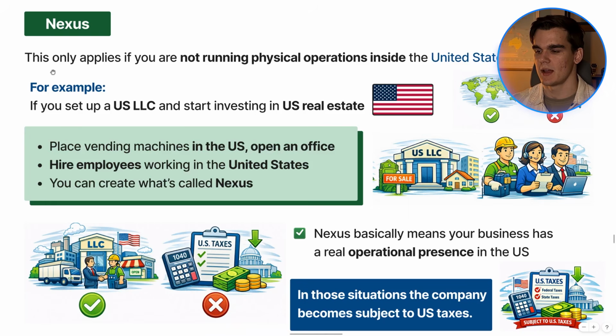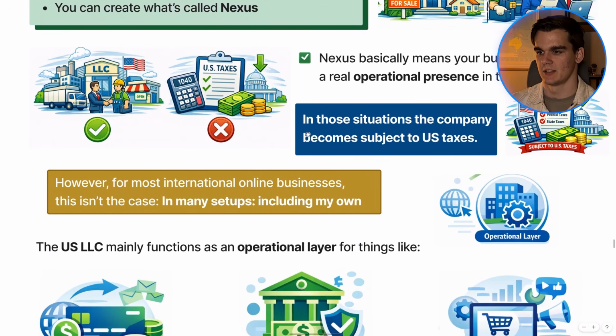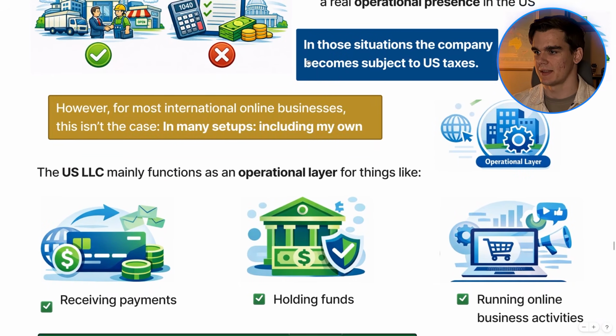Now this only applies if you're not running physical operations inside the United States. For example, if you set up a US LLC and start investing in US real estate, place vending machines in the US, open a local office or hire employees working in the States, you can create what is called Nexus. Nexus basically means your business has a real operational presence in the US, and in those situations the company becomes subject to US tax. However, for most international online businesses, this isn't the case.